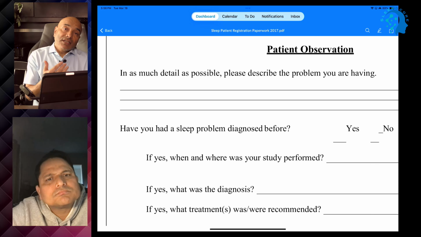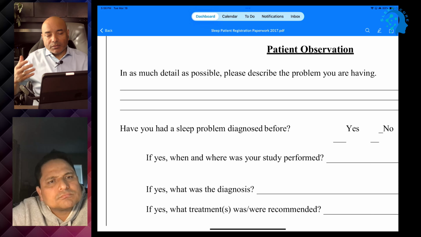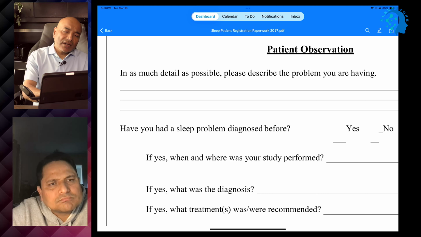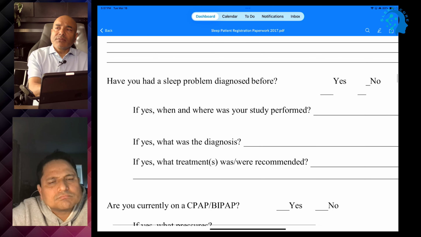They will explain over here: I have a problem falling asleep and I just stay awake all night. They may say that I snore at night, or that my wife told me I hold my breath during my sleep. I wake up frequently. They may say I use the restroom 2 to 3 times, those kinds of things. And we keep asking questions.